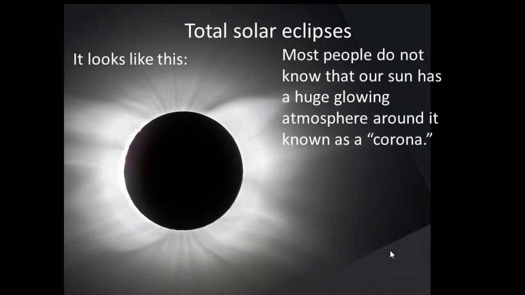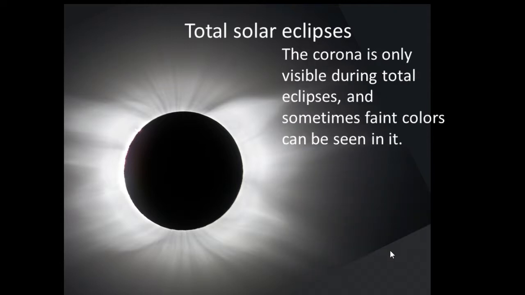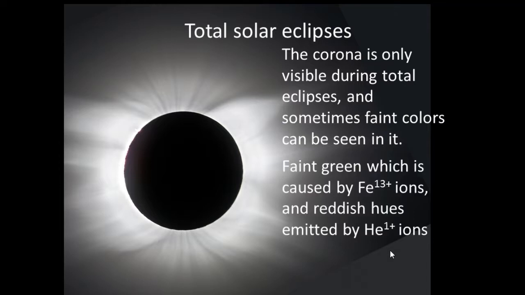It looks like this. Most people do not know that our sun has a huge glowing atmosphere around it, known as a corona. It's there all the time, just as the stars and planets are, but when the sun's out, usually the sky is way too bright to ever see it. The corona is only visible during total eclipses, and sometimes faint colors can be seen in it.